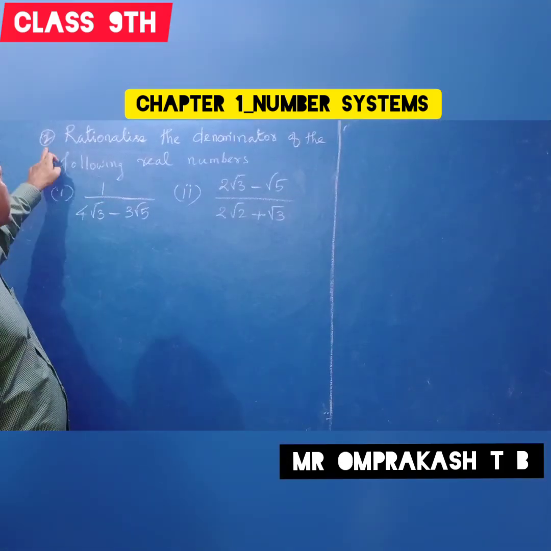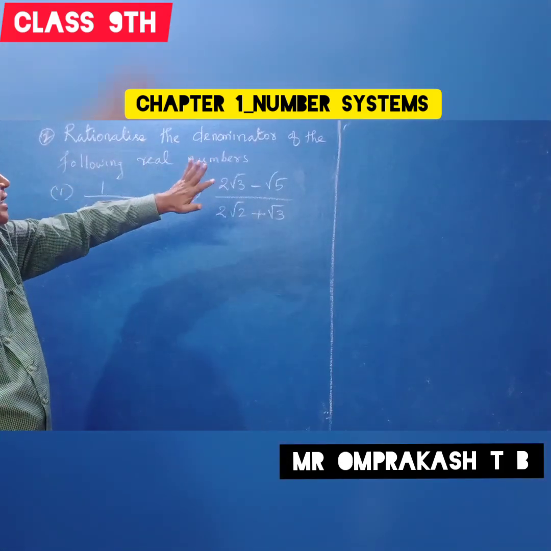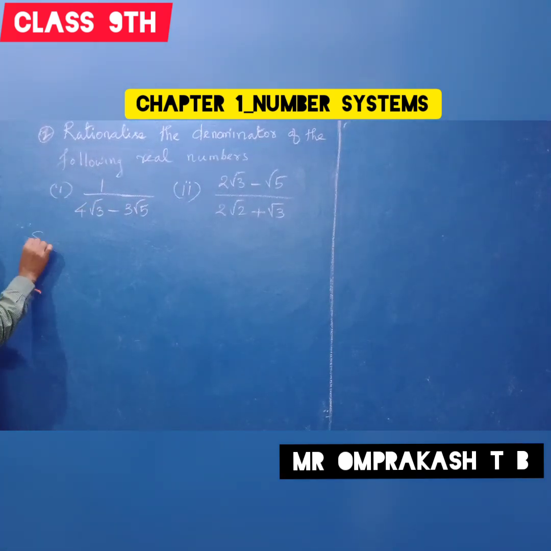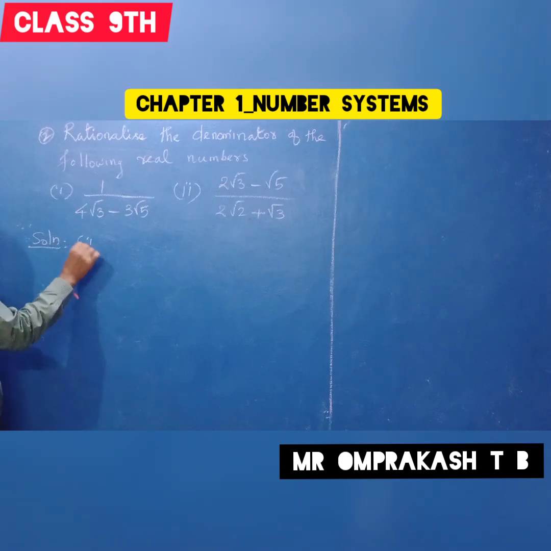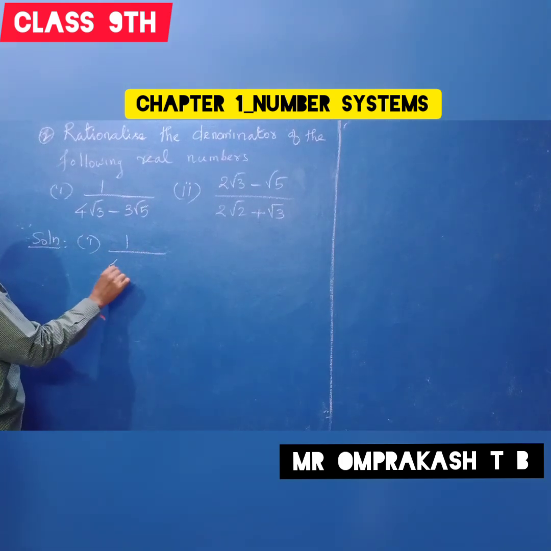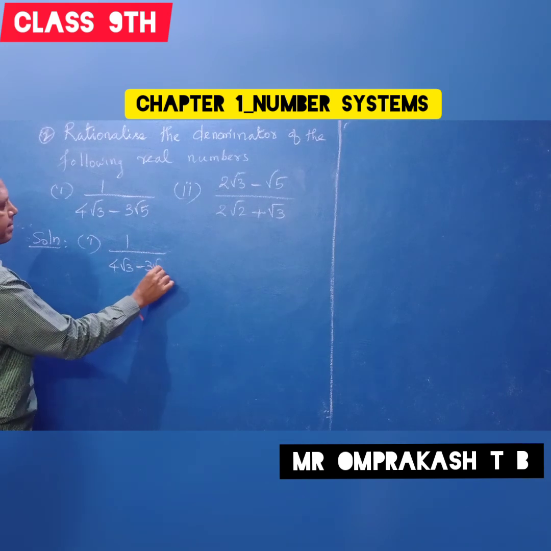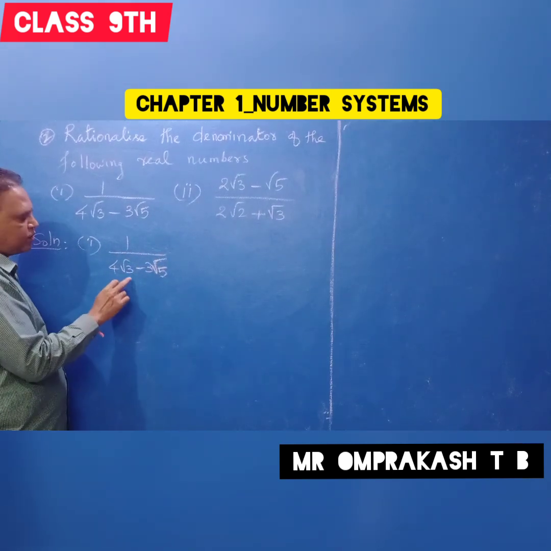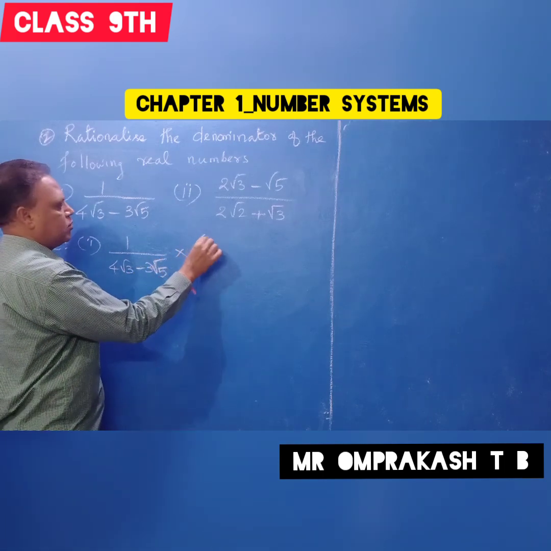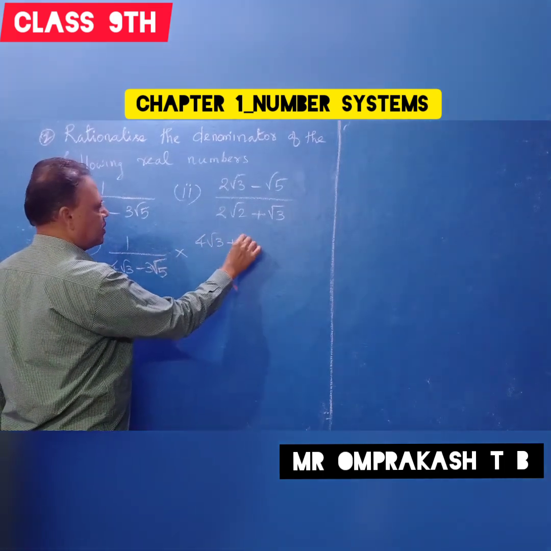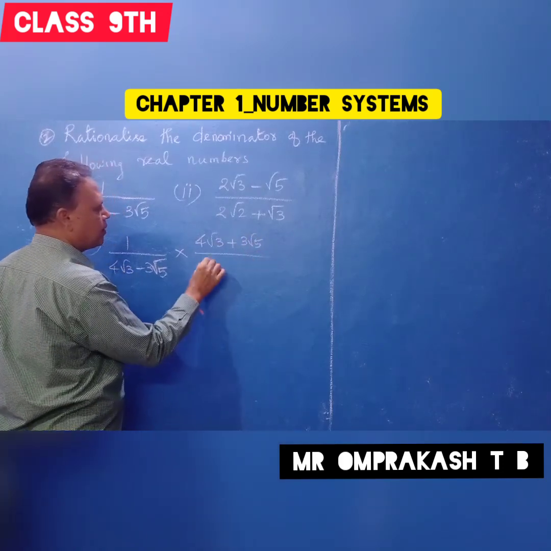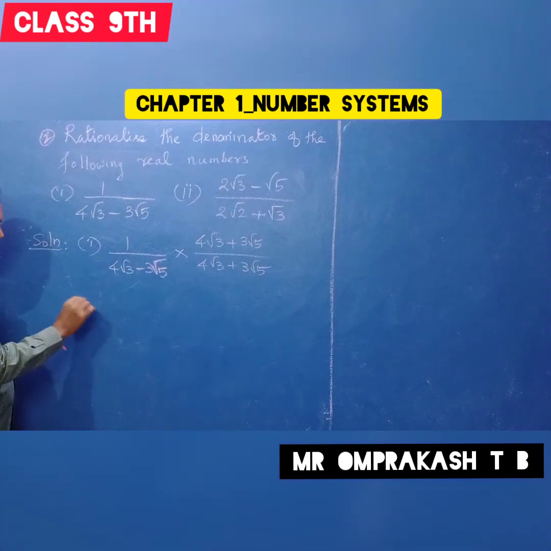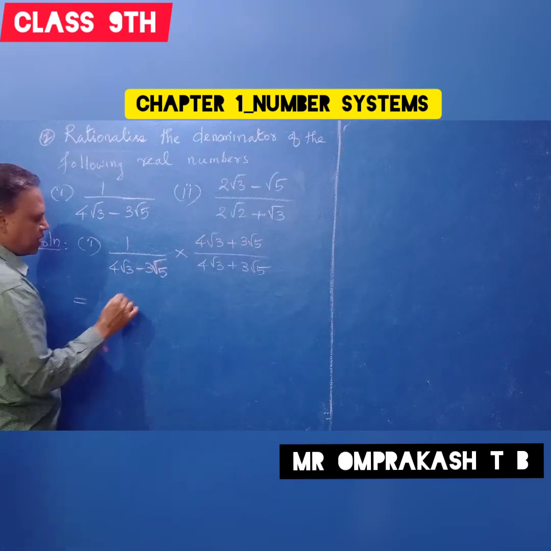So next is the second problem we'll see. Same type. Rationalize the denominator of the following real numbers. Okay. Now we see this solution. What is the conjugate of this? Plus 4 root 3 plus 3 root 5 by 4 root 3 plus 3 root 5. Correct? Now just multiply 1 into this same thing.